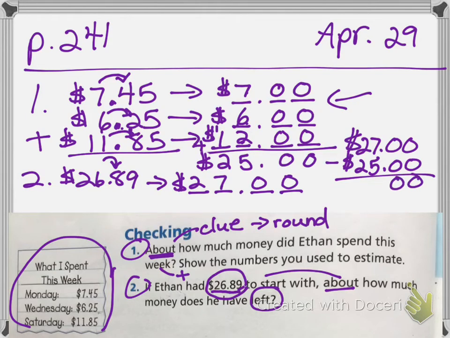He has $2 left. Now, I want you to write that out and fill in the two things that are missing. Pause the video. Okay, hopefully you added the decimal and the dollar sign. So the answer for that one is $2. He's got $2 left. He spent most of his money.